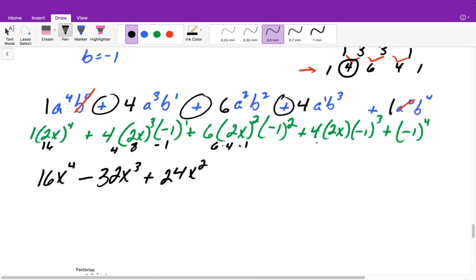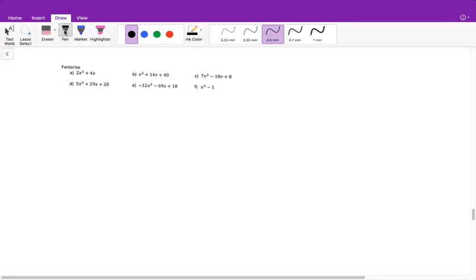Here we will have 4 times 2, negative 1 to the third is negative 1, so that will then give me minus negative 8x. And then negative 1 to the fourth power is positive 1, and this is your final answer. All right, so for these, it's page 10, and it's factorized. So I'm just going to go through these very quickly.